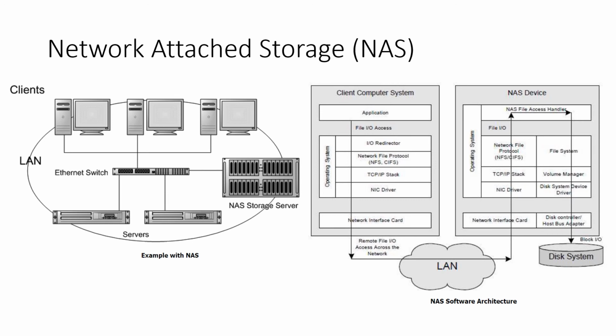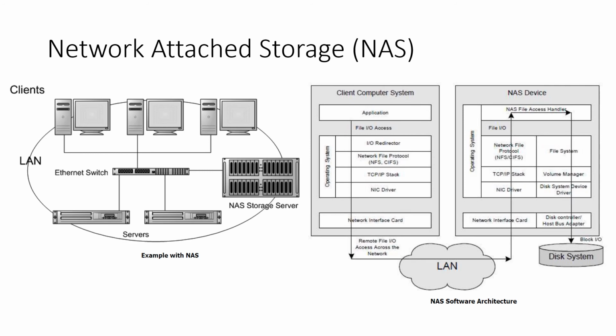File-oriented access also makes it easy to implement a heterogeneous network across multiple computer operating system platforms. In this example, there are a number of computers and servers running a mixture of Windows and Unix OS. The NAS device attaches directly to the LAN and provides shared storage resources.